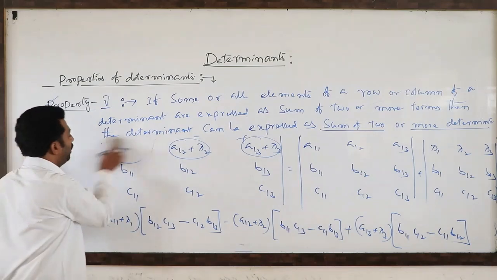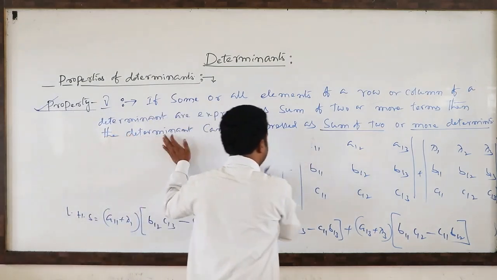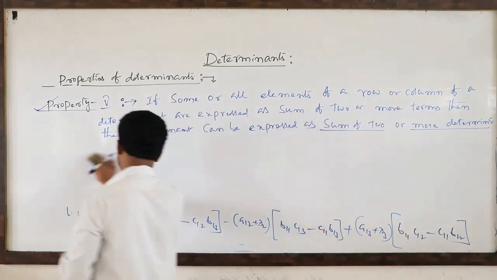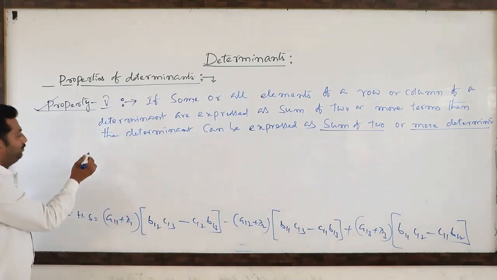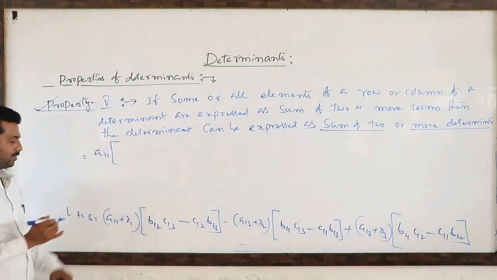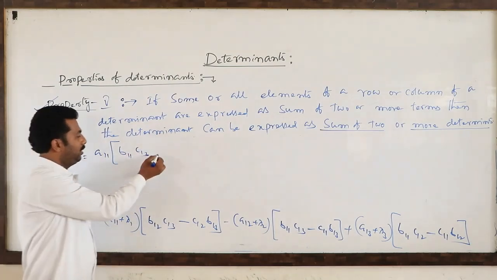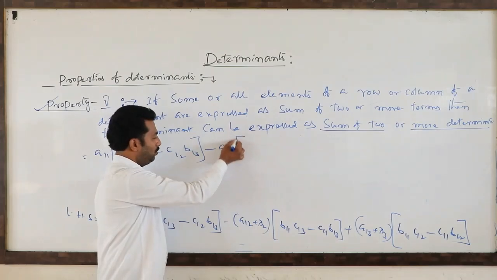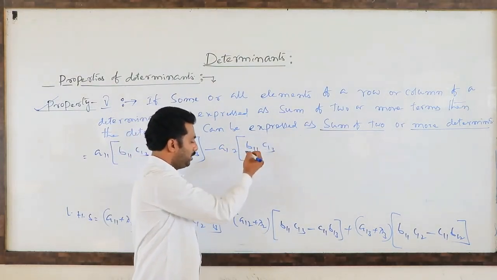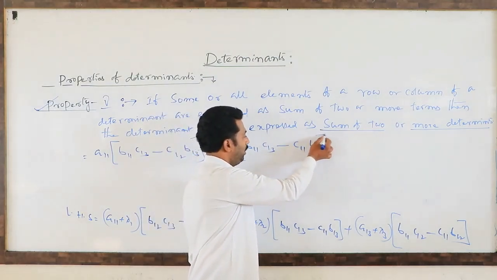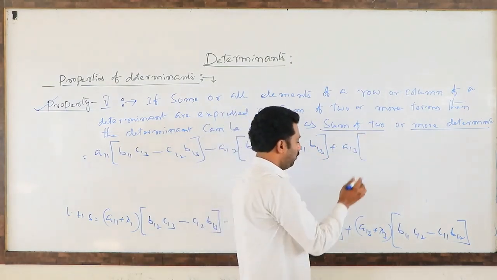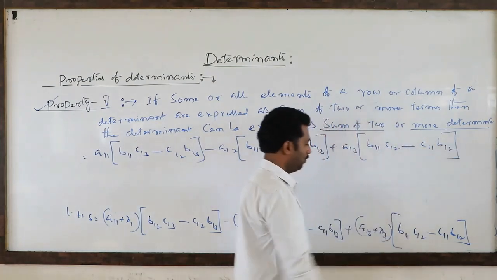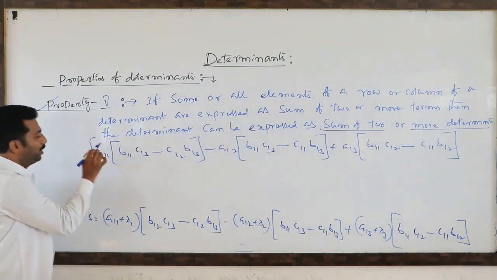Expansion of LHS, again how to rewrite? See here, first A11 into these terms, means B11, C13 minus C12, B13, minus A12 into the terms B11, C13 minus C11, B13, plus A13 into B11, C12 minus C11, B12. This is the first term.